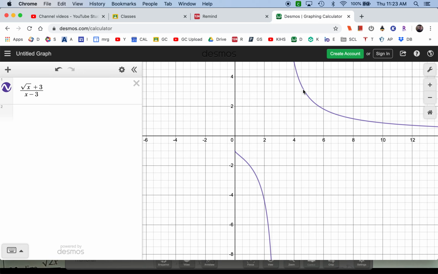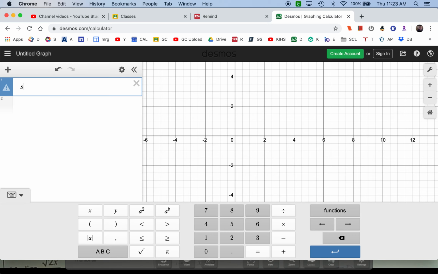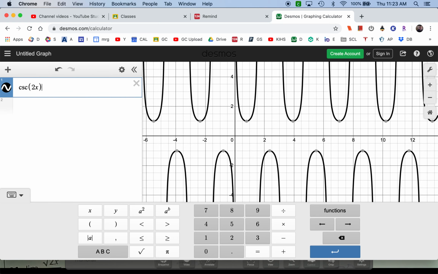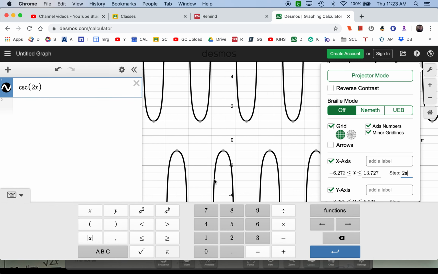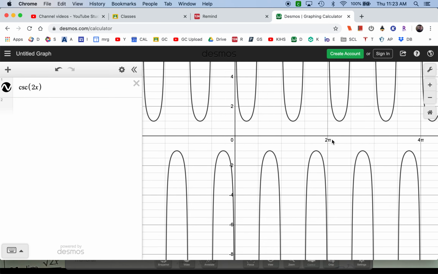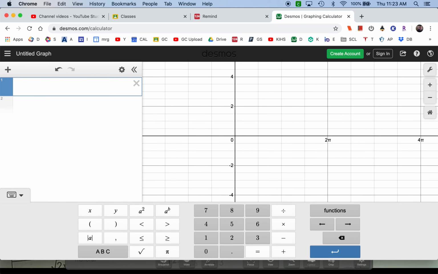So number 14. These are trig questions. So let me type that in. So that's cosecant 2x. And what's happening as x approaches 2 pi? So let's change this scale. I'll just change it to 2 pi. And see what's happening at 2 pi. So at 2 pi, the right side goes up, the left side goes down. It's asking for the left. So to the left of 2 pi, it goes to negative infinity. Next one. Negative 3 over 2.